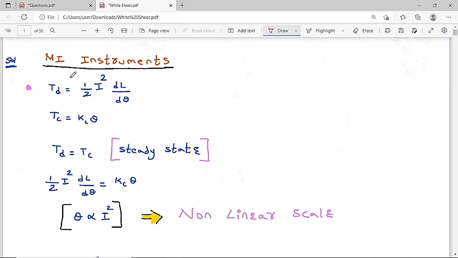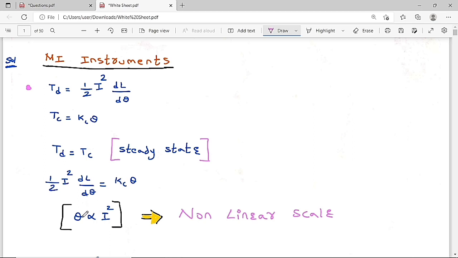This is called a moving iron instrument, in which the deflection torque expression is Td equal to half I square dL by d theta, whereas the expression of the controlling torque is Kc into theta. At steady state, the deflection torque is equal to the controlling torque. So half I square dL by d theta is equal to Kc into theta.